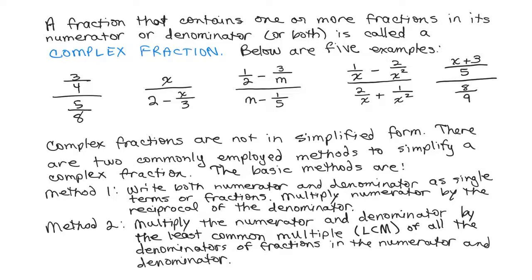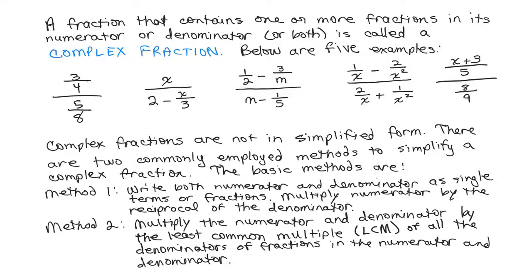The only one in the examples above where you already have the numerator and denominator written as a single term or fraction is the very first one. We have just a single fraction in the numerator, 3/4, and a single fraction in the denominator, 5/8. All of the rest of them are not in that form. If you look at the fourth example, 1 over x minus 2 over x squared in the numerator, there are two fractions in that numerator separated by a subtraction sign, so that's not a single fraction.